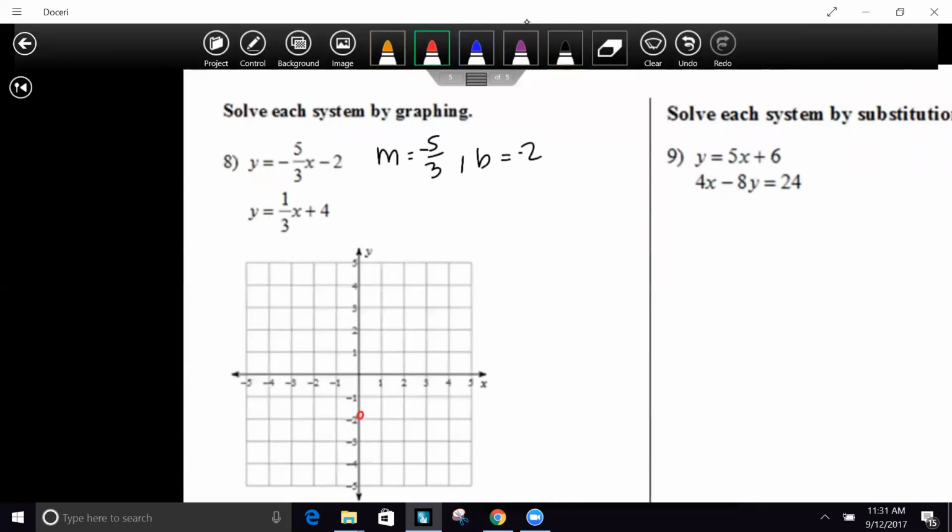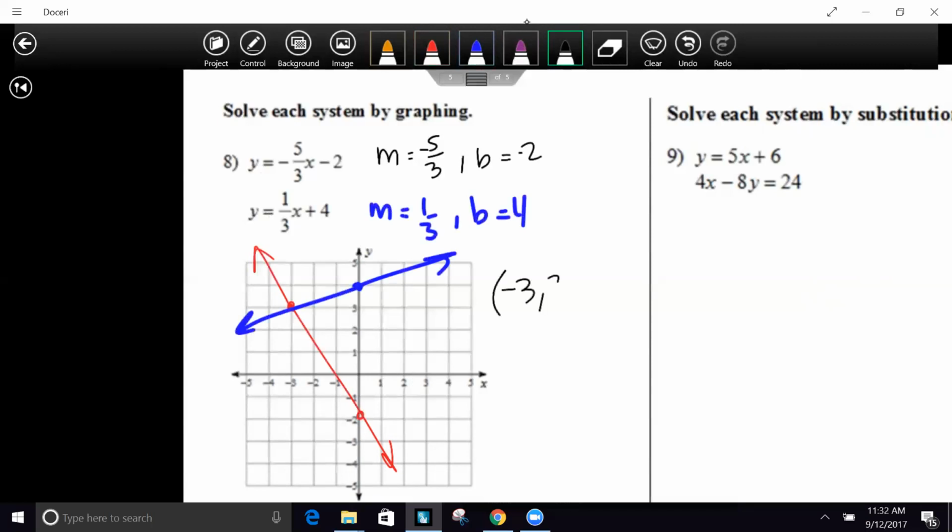Thank you. I'm going to go up 5, back 3, and even though it's going to look kind of backwards, it's okay. We're still going downwards. We'd be off the paper if we did it the other way. The other one is 1/3, comma, b is equal to 4. So I'm going to go up to 4, then up 1 over 3. It's going to give me an intersection right here. What is my solution to this system? -3, 3.